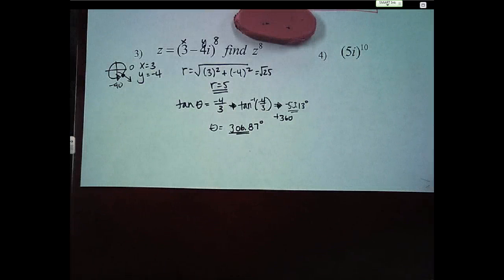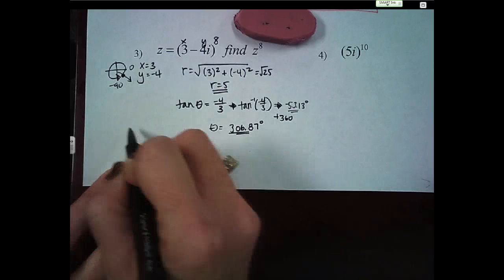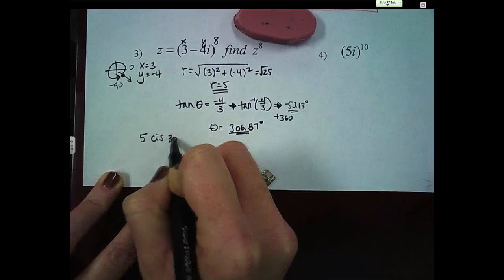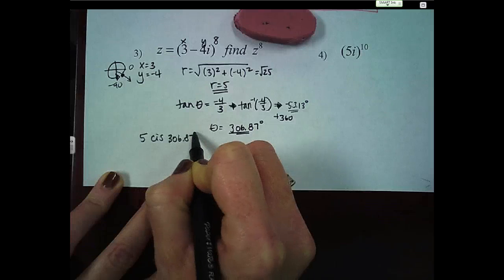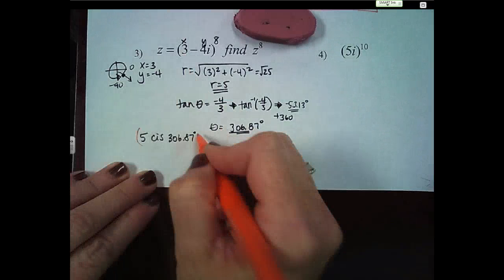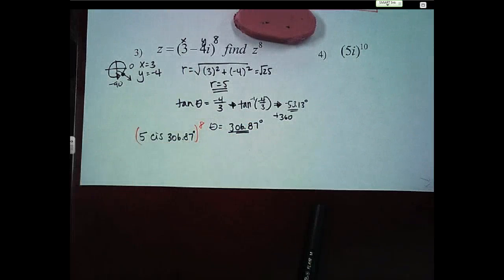0.87 degrees is theta. Okay, so our CIS form would be 5 CIS 306.87 degrees. What power do we need to write it to? Okay, look into the 8th power, and now just apply the formula like we did before.